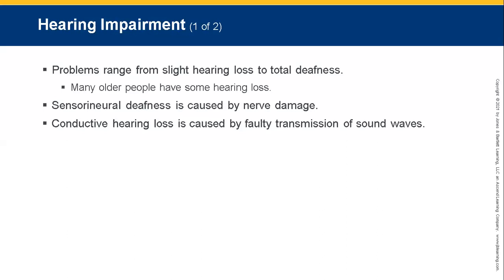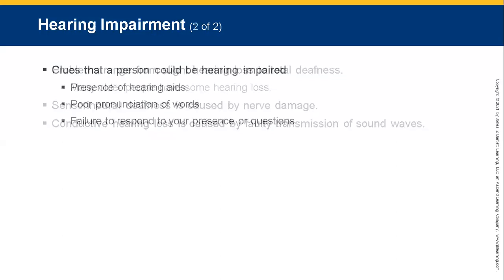Patients with hearing impairment. Problems range from slight hearing loss to total deafness. Many older people have some hearing loss. Sensory neural deafness is caused by nerve damage. Conductive hearing loss is caused by faulty transmission of sound waves.